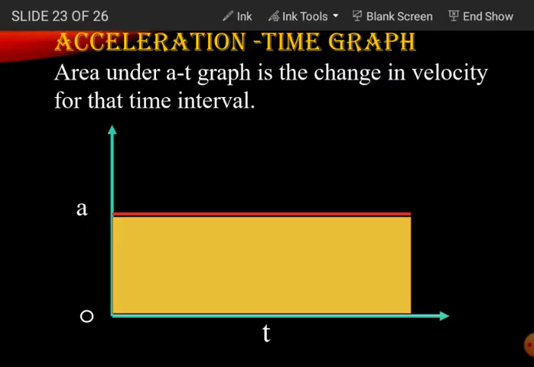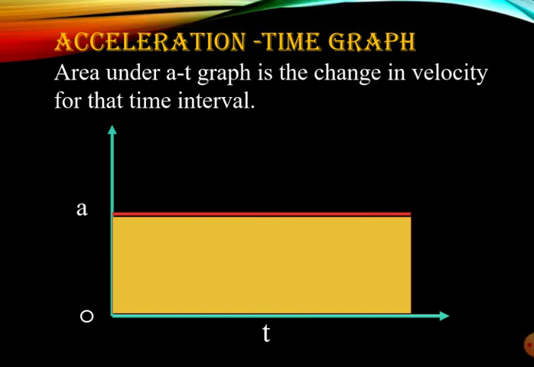Now let's go quickly to the acceleration time graph. The graph is shown here with a along the y-axis and time along the x-axis. Why? Because time is independent and acceleration depends on time. If this acceleration time graph is a straight line, we can easily find the velocity or the speed. The area under the graph of acceleration and time will give you the velocity of that object during that interval of time.